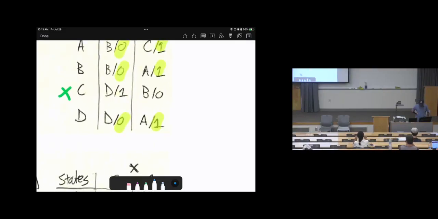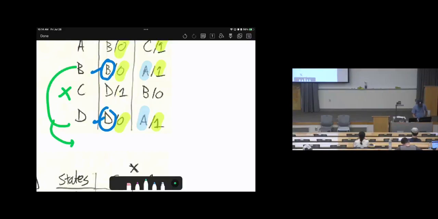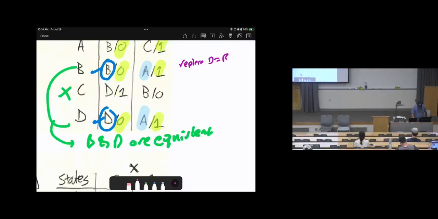Let's look at B and D. B and D, it's between states A, which is fine. Then look at D, look at B. Here, is it the same as the state itself? Yes. D and D? Yes. Then B and D are equivalents. So what I'm going to do is replace D equal B and eliminate the D row.